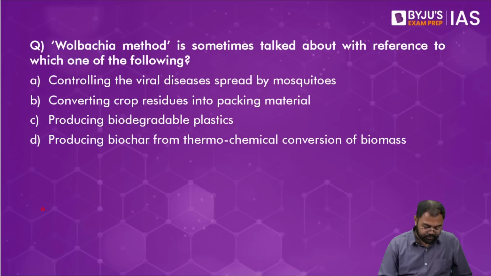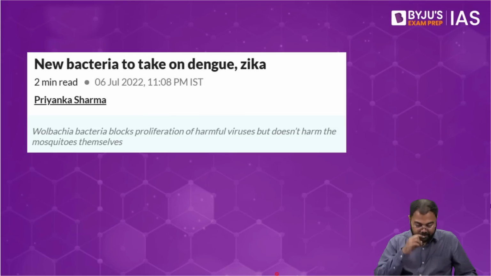Then this question came: Wolbachia method is sometimes talked about with reference to which of the following: controlling the viral disease spread by mosquitoes, converting crop residues into packing material, producing biodegradable plastic, and producing biochar from thermochemical conversion of biomass. Now, when it comes to the Wolbachia method, this has been on and off in the news for at least the last 5 years.